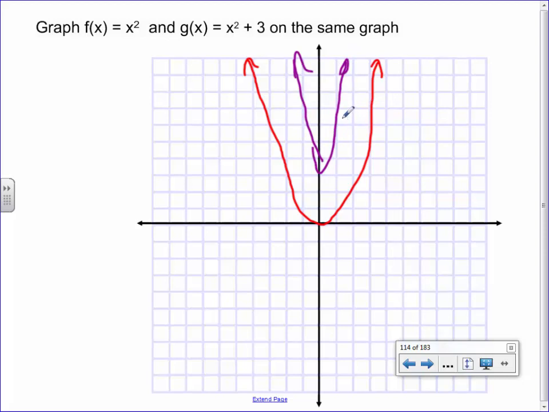This is actually really useful because now you can get a picture of what a graph looks like in your mind without having to fully graph it on the calculator, because you get a sense of, well, this is where it should be now. All you've done is take a basic graph and move it up 3.